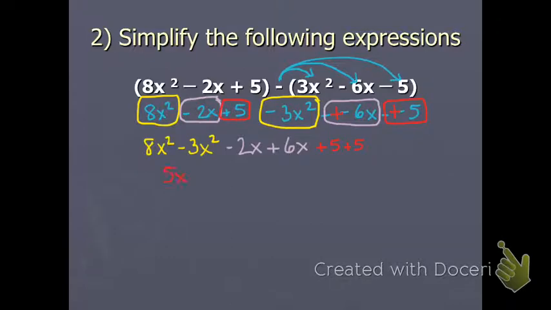8x squared minus 3x squared is 5x squared. Negative 2x plus 6x would be plus 4x, and positive 5 plus 5 will be plus 10. And I have successfully simplified this polynomial.